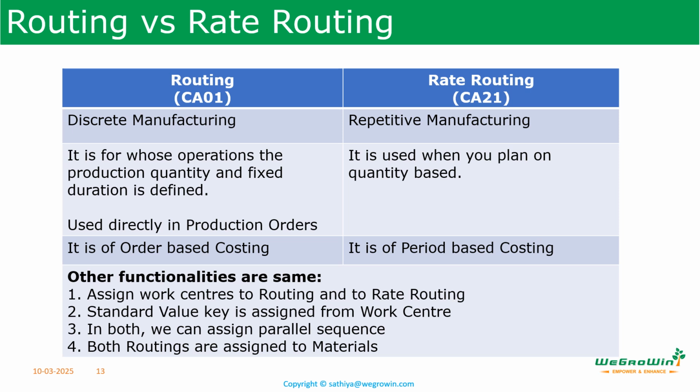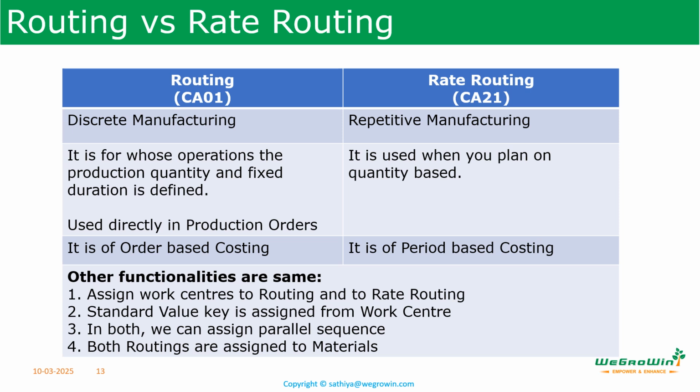Now you will normally be interested to know the difference between standard routing and rate routing. Standard routing, as we saw, is created through transaction CA01. Rate routing is created with CA21. Standard routing is applicable for discrete manufacturing. Rate routing is used in repetitive manufacturing. Standard routing is created with operations where the production quantity is decided as the base quantity, for which we give the fixed duration times, like setup time and processing time.